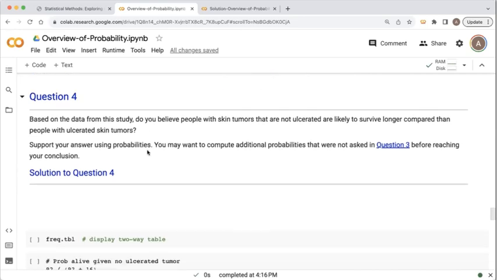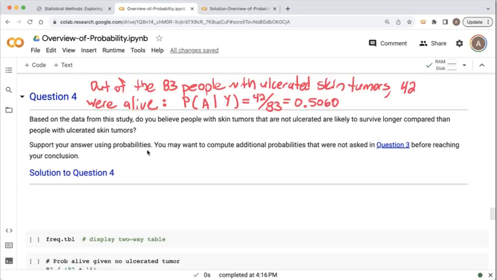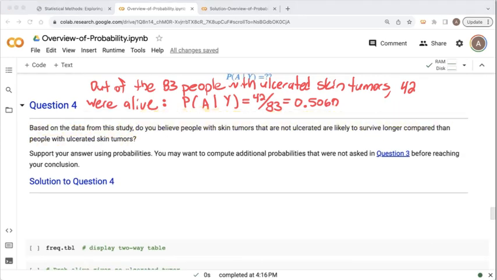Okay, so question 4 is asking us to come back to the original statistical question: do we believe, based on this data, that people with skin tumors that are not ulcerated are likely to survive longer compared to people with ulcerated skin tumors? To answer this question, we want to take into account the different sizes of these two groups, namely the people that had ulcerated skin tumors, that was 83, compared to the 108 people whose skin tumor was not ulcerated.